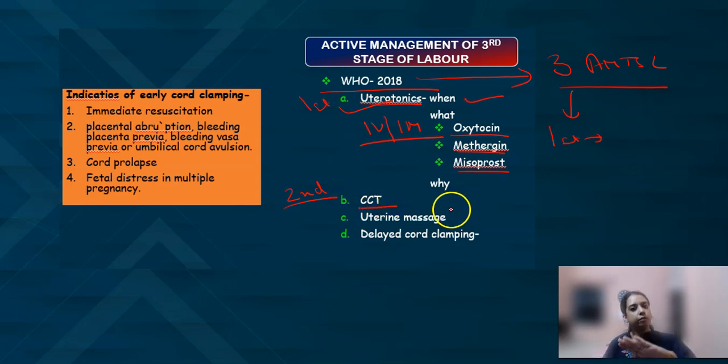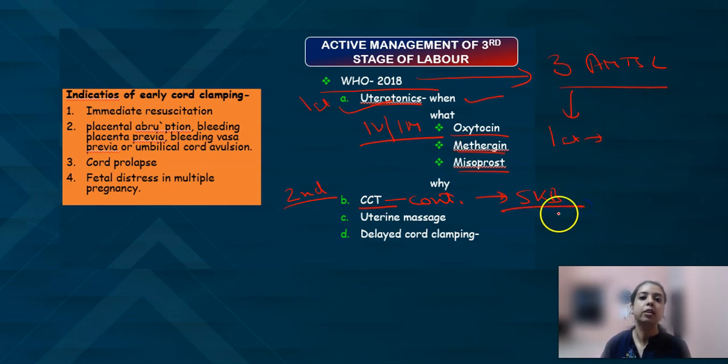You put one hand on your fundus and another hand on the cord, and you do controlled cord traction while the uterus is contracting. Once the uterus starts contracting, you do controlled cord traction. It is always done when a skilled birth attendant is present. Otherwise, it is not done, as it can lead to uterine inversion. This was the second step.